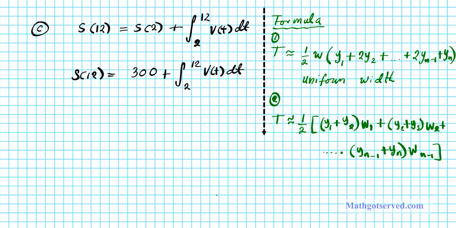We have 2 to 12. Let me draw it to scale to some extent so you can really see what's going on here. So you have 2, 3, 4, 5, 6, 7, 8, 9, 10, 11, 12. Just to illustrate the non-uniform widths visually for you, you can just subtract the numbers to see that they're not uniform. All right, so that goes my time interval from 2 all the way to 12.